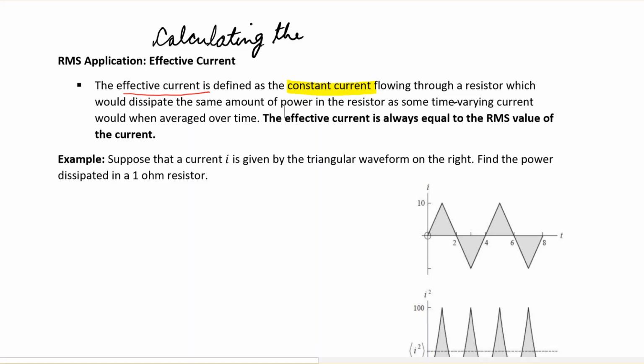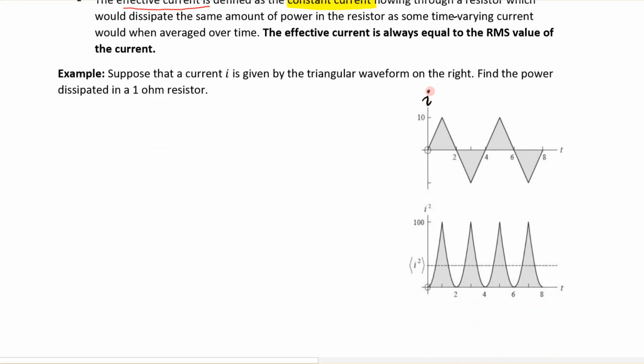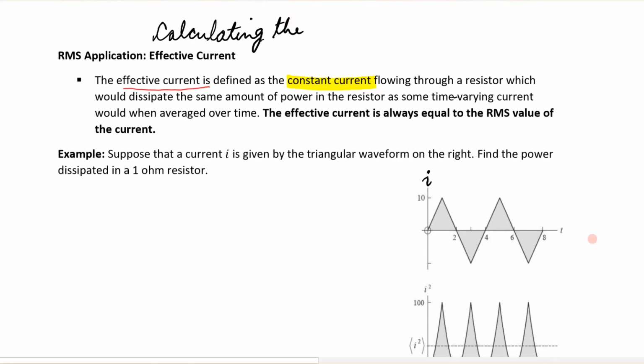Let's say a current I is given by the triangular waveform which is given here, and we want the power dissipated in a 1 ohm resistor. This is a graph of our I, and it is a triangular waveform, and this current flows through a 1 ohm resistor. We have to calculate the power. Find the power dissipated in a 1 ohm resistor.